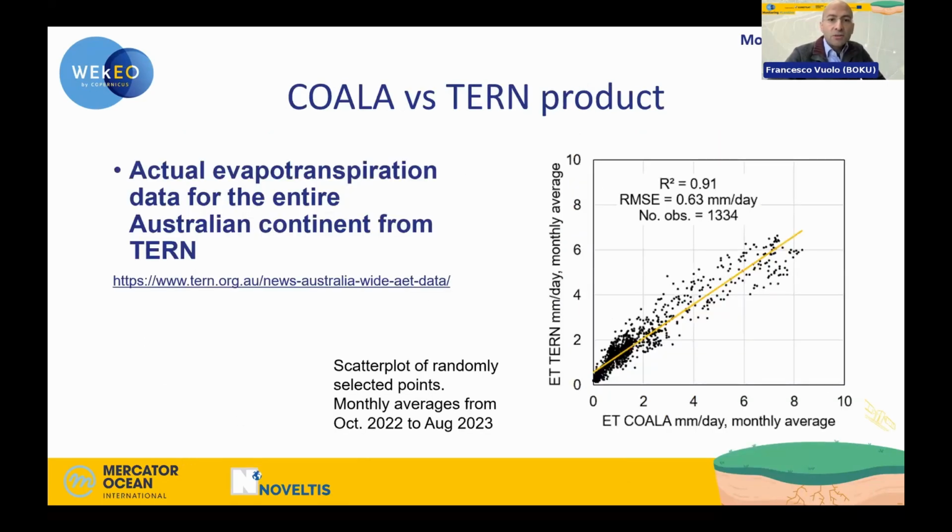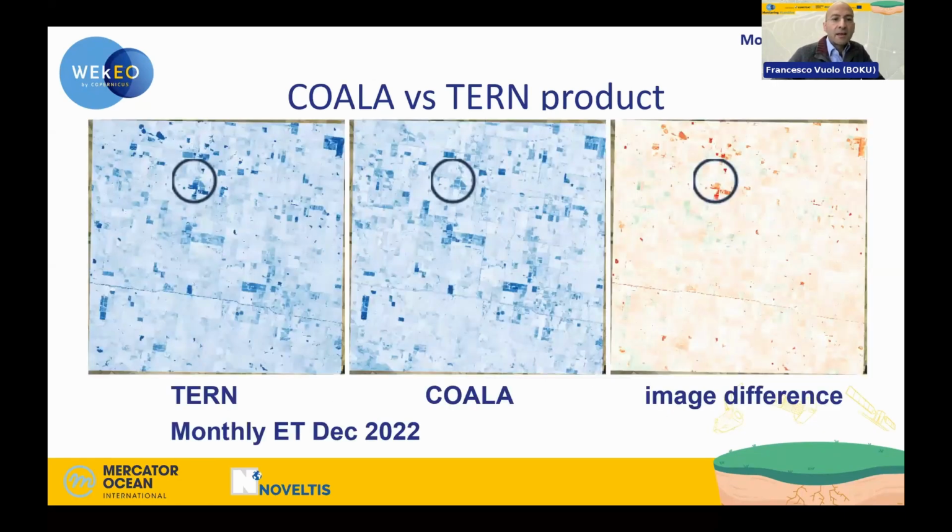Another thing we have done was a comparison with another product available only for Australia from the TERN sites. It's a scientific network in Australia. And you can see here a scatter plot of the ET from Koala and the ET from the TERN site. And the same comparison on a raster basis, where on the left-hand side you have the TERN, and in the central part you have the Koala products for the month of December.